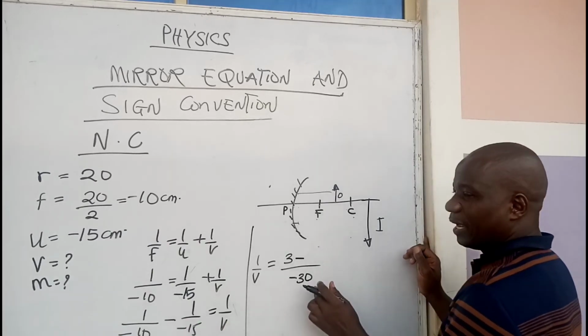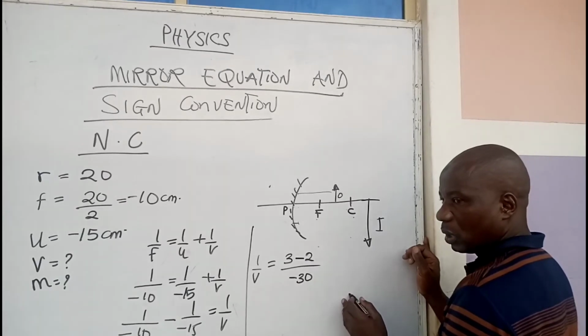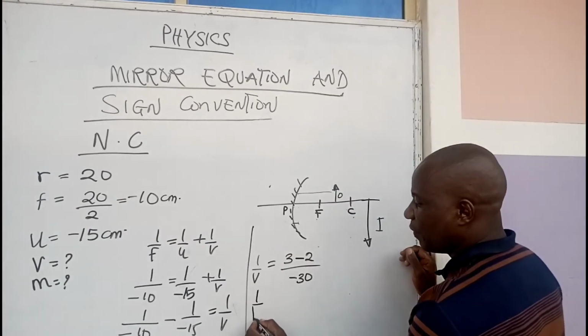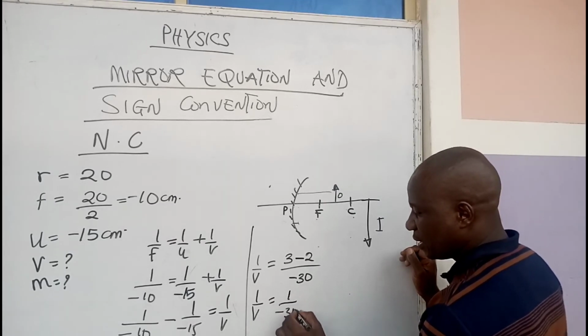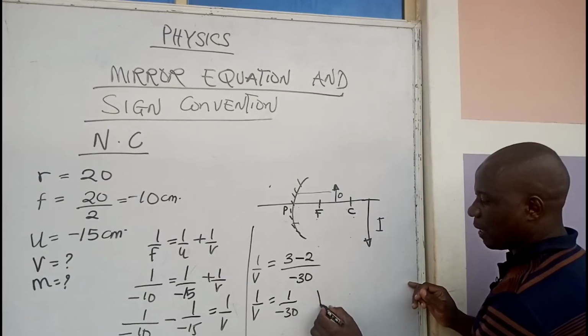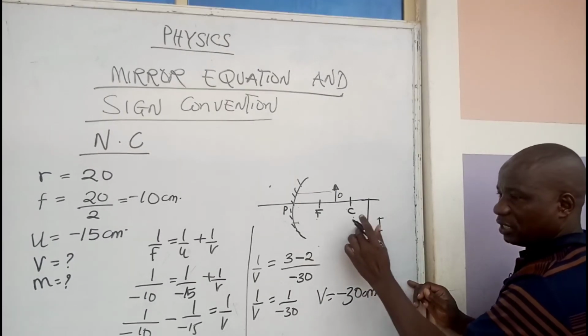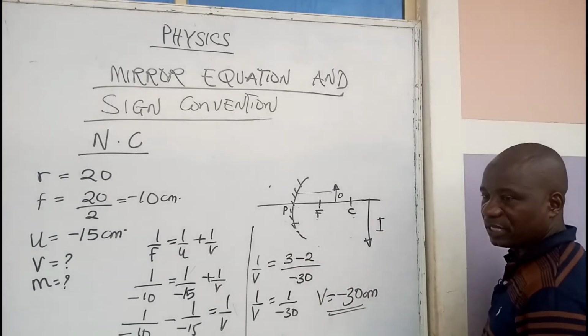Minus 15 in minus 30, that is 2. Are we there? So this one will now give us 1 all over v is equal to 1 all over minus 30. And when you cross multiply, v is equal to minus 30. That shows that we are very correct. That's minus 30 centimeter. Is that understood?